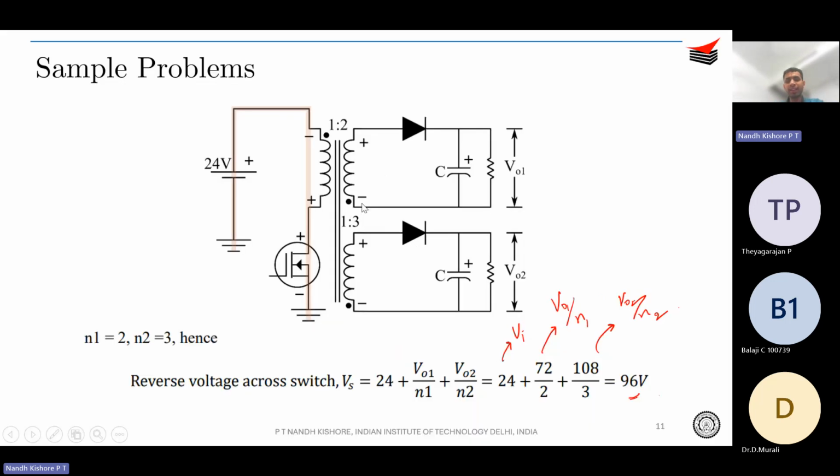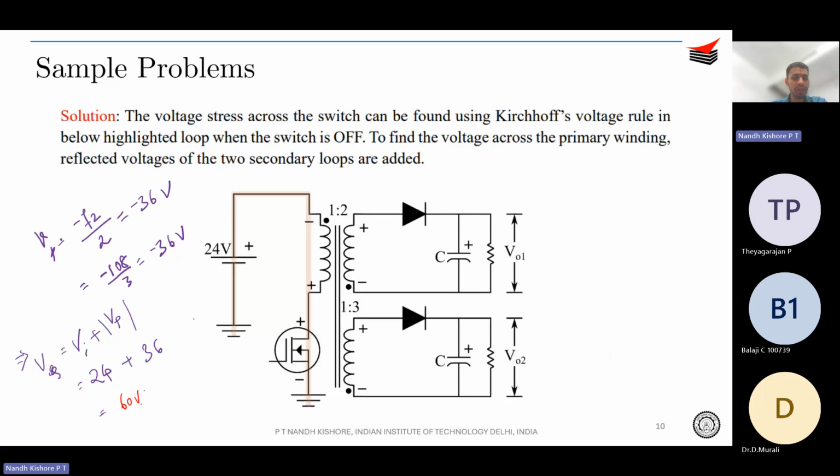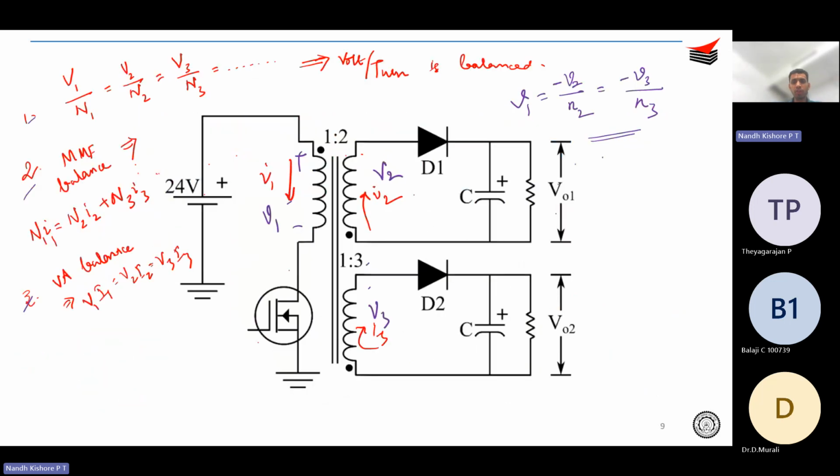Okay. So in the answer key, it is given as 96 volts. That is, they have summed up Vi plus V1 by N1 plus V02 by N2. But you can understand that if the transformer principle holds, then this should be true, right? That is, Vp should be minus V2 by N2 or minus V3 by N3. Okay, that is from the transformer principle that you get.